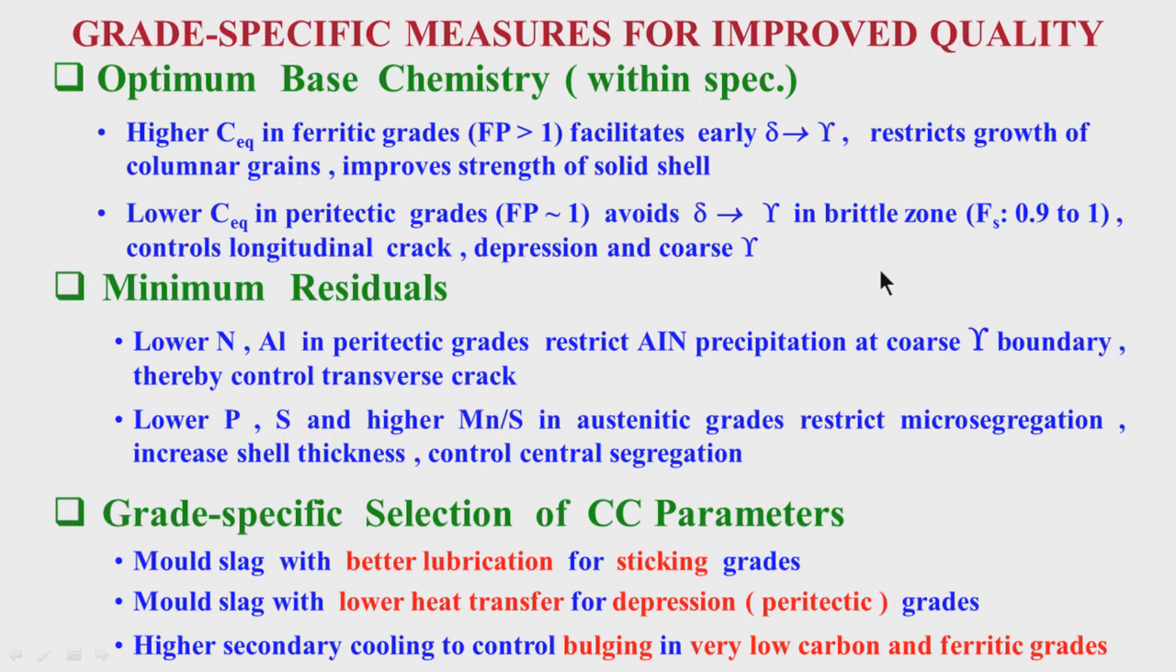So now today I will talk about what we do when we understand the solidification characteristics: whether it is a ferritic solidification or austenitic solidification, whether the characteristic is sticking type or bulging type on the one hand, or depression type on the other hand. Then what do you do? What is the way out? When you know the mode of solidification, when you know the solidification characteristics, then, as I have told you, we can adjust the casting parameters accordingly, so that the solidification quality, that means the quality of the cast product, is relatively better.